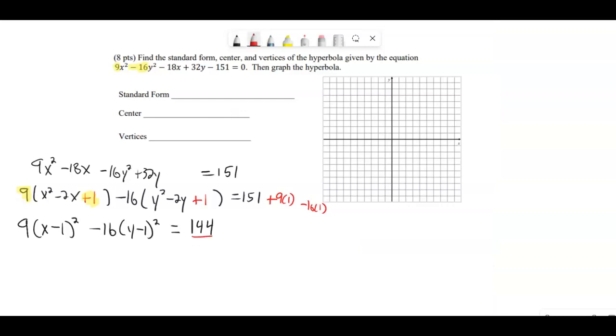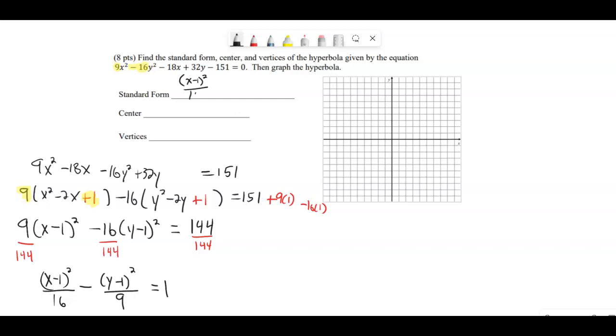Okay, now we divide by 144 because standard form equals 1 for ellipses and hyperbolas. And we have x minus 1 quantity squared over, this 9 and 144 reduced to 16, minus y minus 1 quantity squared over, and 16 over 144 reduces to 9, equals 1. There's our standard form.